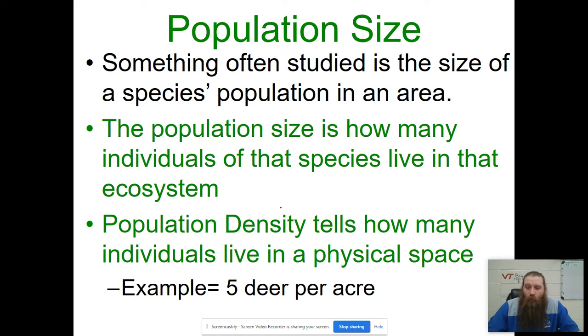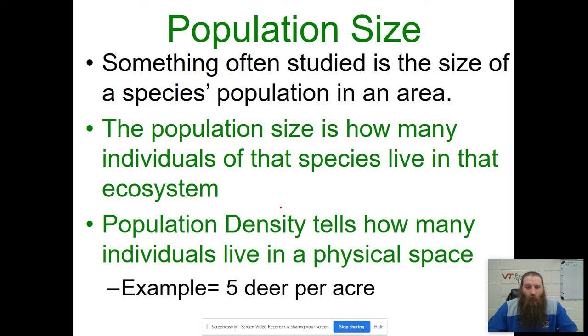A lot of times we like to look at that population compared to the size of the area we're examining, and we calculate population density. And that tells us how many members of that species live in an area. So if you see something that says like 5 deer per acre, that is an example of population density.